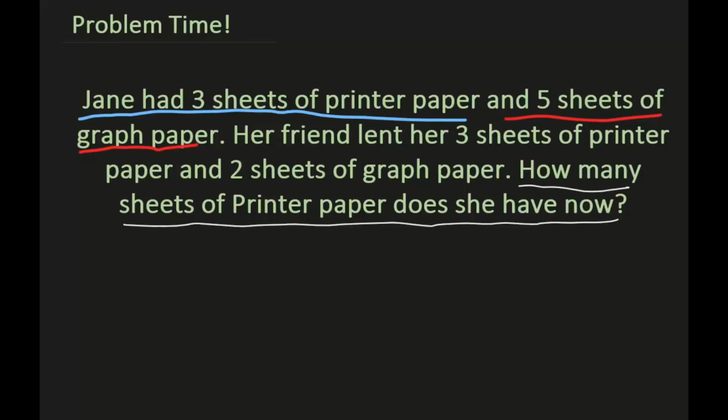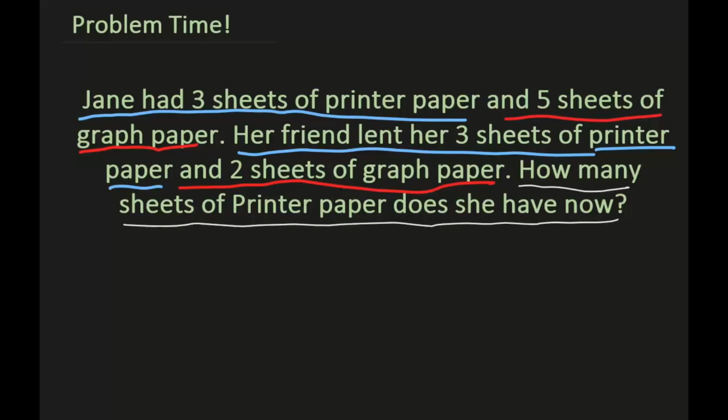Now, her friend lent her 3 sheets of printer paper. We don't know why. It's probably because she didn't have enough. So, her friend lent her 3 sheets of printer paper. So, printer paper. And 2 sheets of graph paper. We don't need that, so we're going to underline that in red.